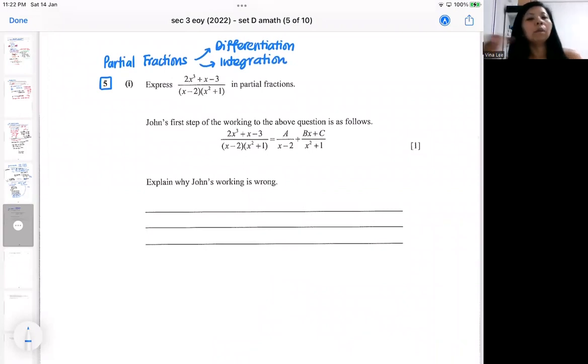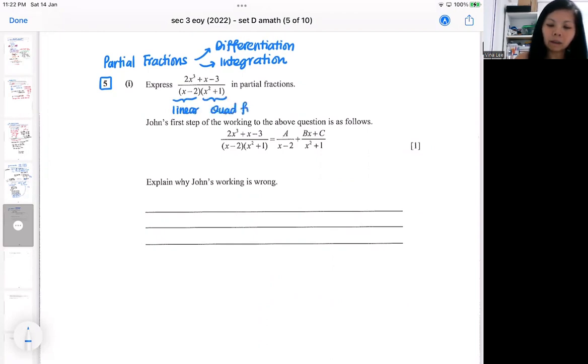For those of you who recall partial fractions, there are three cases, and the case actually depends on the denominator. If you observe the denominator, in this case, this is a linear, and this is a quadratic function that cannot be factorized. So this falls under case 3.